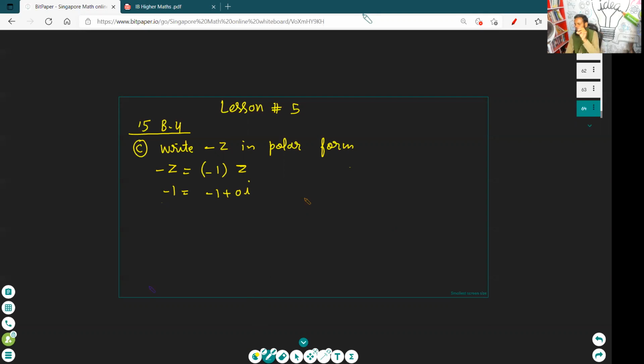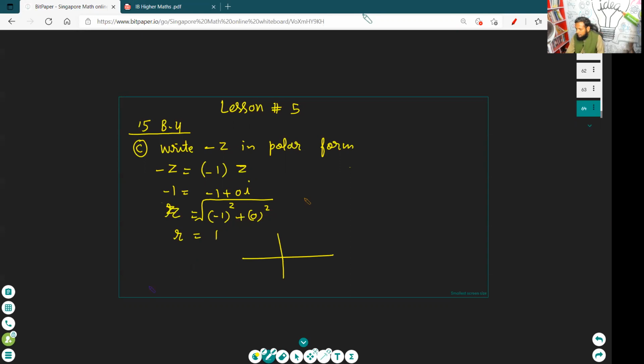We were making a mistake. We cannot multiply a Cartesian form with a polar form. We were multiplying the Cartesian form with the polar form. So first of all, we change this minus 1 into polar form, and z is already in polar form. In polar form, first of all, we find r. What is r? Square root of minus 1 square plus 0 square, which is 1. What will be the value of theta? Theta is tangent inverse.